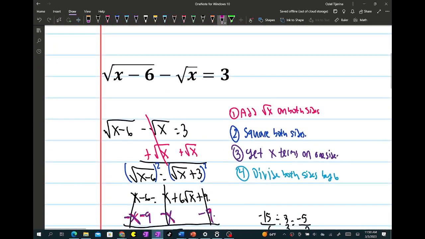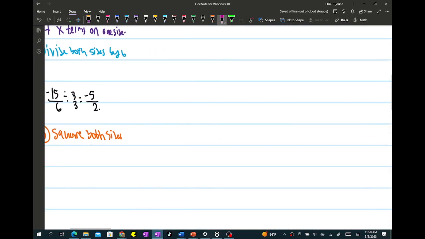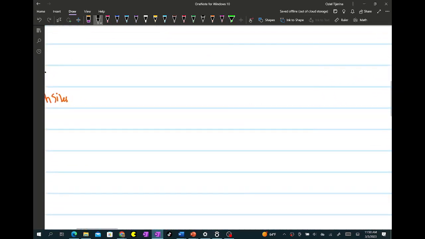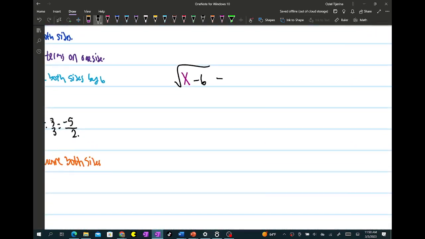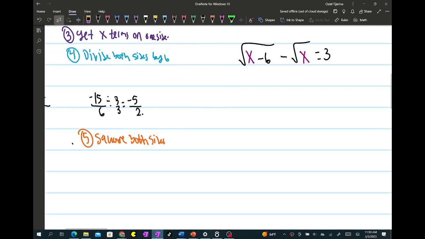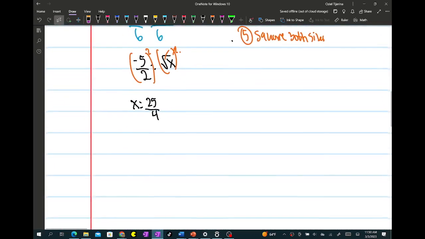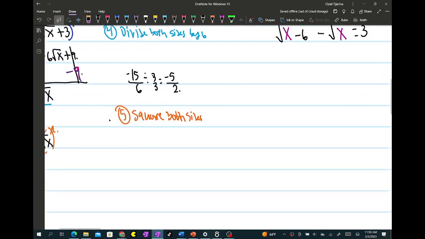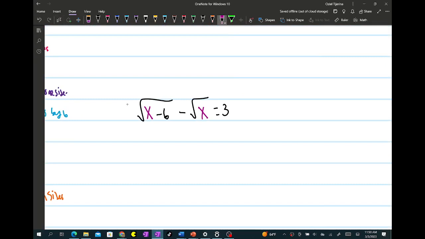You always want to check it to make sure that it satisfies the solution. So we have the square root of x minus 6, minus the square root of x, is equal to 3, right? So we know that x is 25 over 4, so x equals 25 over 4.